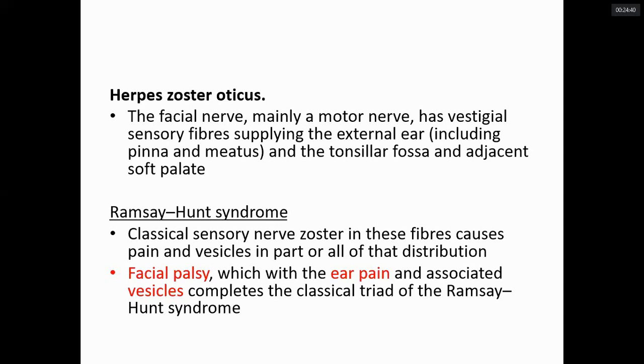In Ramsay-Hunt syndrome, the classical sensory nerve zoster of the facial nerve is involved, which causes pain and vesicles in part or all of its distribution. Means pain and vesicles in the external ear mainly, pinna and meatus, and can be in the tonsillar fossa and adjacent soft palate also. If there is facial palsy with ear pain, with or without deafness, and vesicles over the external ear, it forms a classic triad: facial nerve palsy, ear pain, and vesicles over the external ear. Then it is called Ramsay-Hunt syndrome.